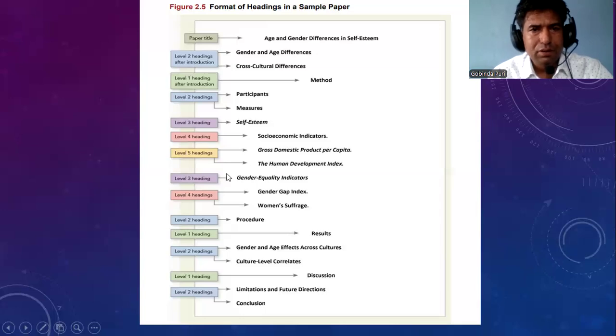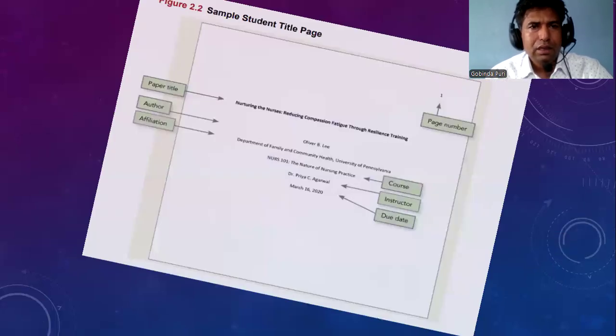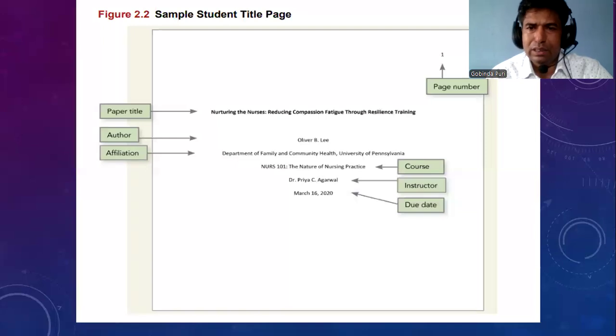This is the example of a research paper formatted according to the APA 7th edition. You can take help of this. Some sample papers, let's see. Sample student title page. You can see our page number is always given at the top. But if you submit the paper to any publication house or journal, then we should remove the page number on the first page.